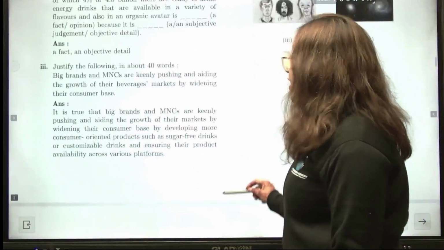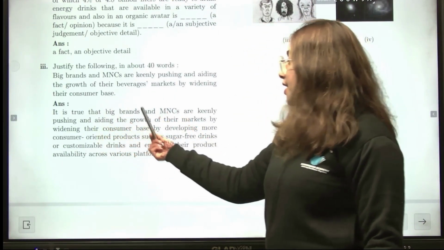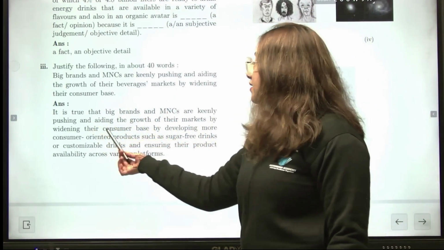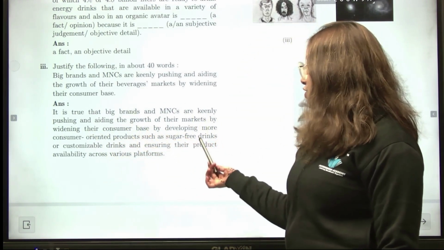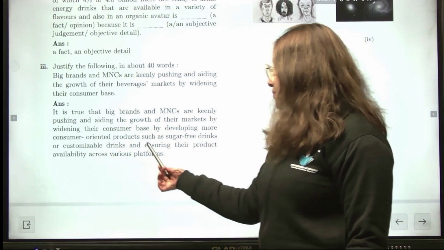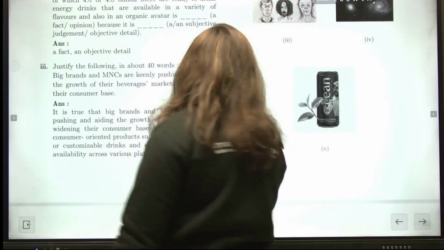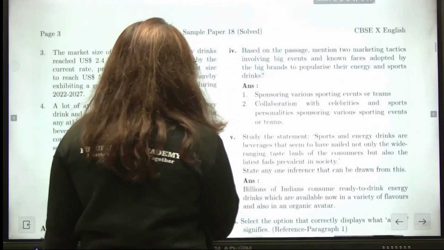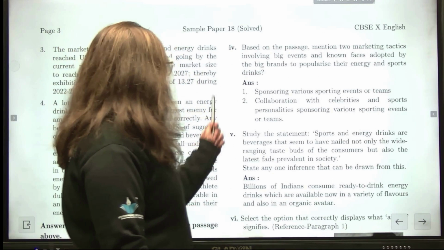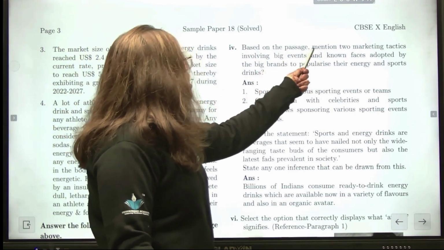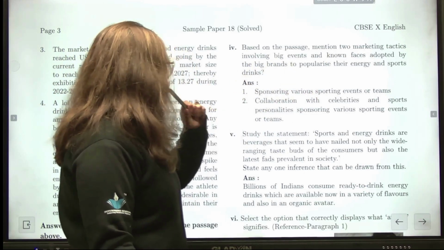Clear? So yes, it is true that big brands and MNCs are keenly pushing and aiding the growth of their market by widening their consumer base by developing more consumer-oriented products such as sugar-free drink or customizable drink and ensuring their product availability across various platforms. Clear? Next question says that based on the passage mentioned two marketing tactics involving big events and known faces adopted by the big brands to popularize their energy and sports drink.